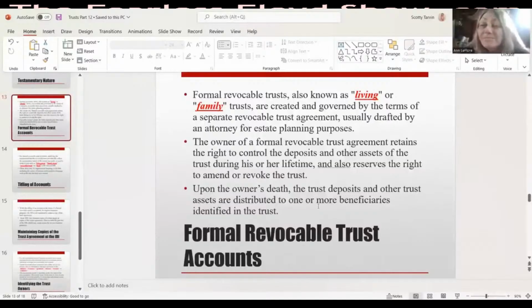Formal revocable trust accounts. Formal revocable trusts, also known as living or family trusts, are created and governed by the terms of a separate revocable trust agreement, usually drafted by an attorney for estate planning purposes. The owner of a formal revocable trust agreement retains the right to control the deposits and other assets of the trust during his or her lifetime, and also reserves the right to amend or revoke the trust. Upon the owner's death, the trust deposits and other trust assets are distributed to one or more beneficiaries identified in the trust.